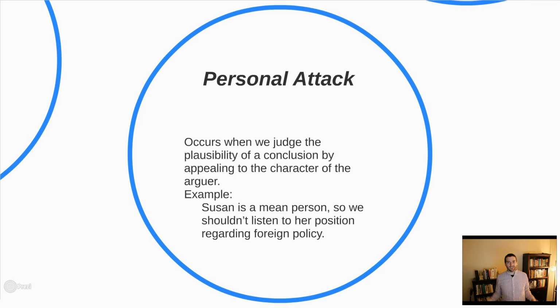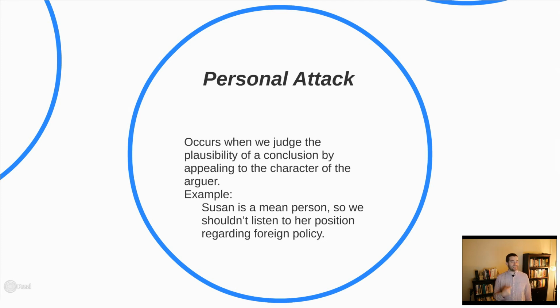Who cares? Who cares if someone's a jerk? They could be right. A lot of jerks in the world are unfortunately very good at what they do. And in fact, that's kind of how they get away with being jerks a lot. So just because someone is unlikable or untrustworthy or has other traits that you don't like doesn't mean that the argument they're presenting is bad.